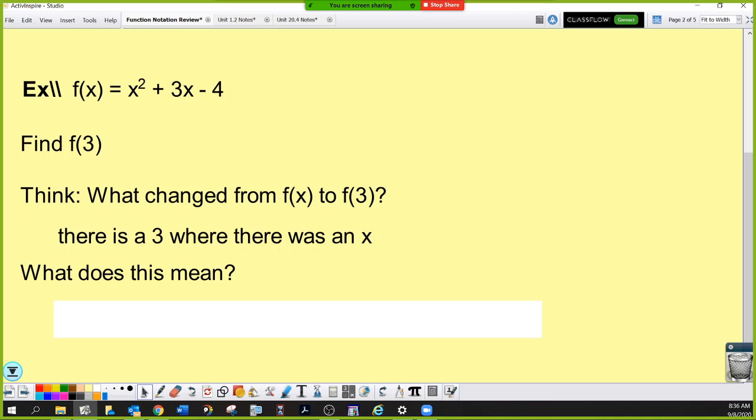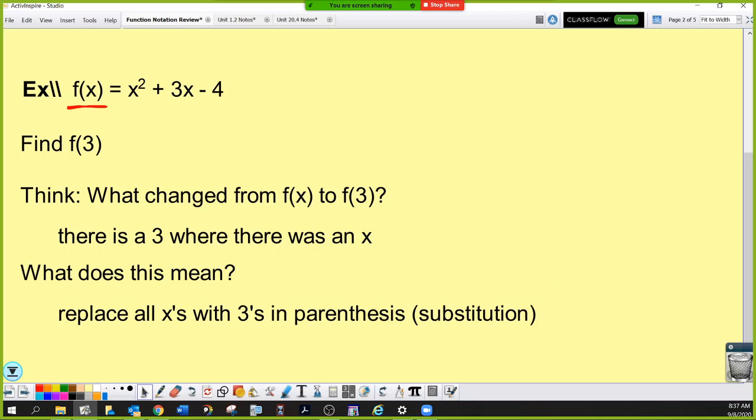So what does that mean? These are the thoughts you have. There used to be an x there. Now there's a 3 there. What is that telling me to do? Well, if x is replaced with a 3 on the left side of the equal sign, well, x should be replaced with a 3 on the right side as well. It means that you're going to replace all of the x's with 3's, and please do that in parentheses. This is substitution. You see, I plugged in a 3 where x used to be on the left side, so I need to plug in a 3 where x used to be on the right side.